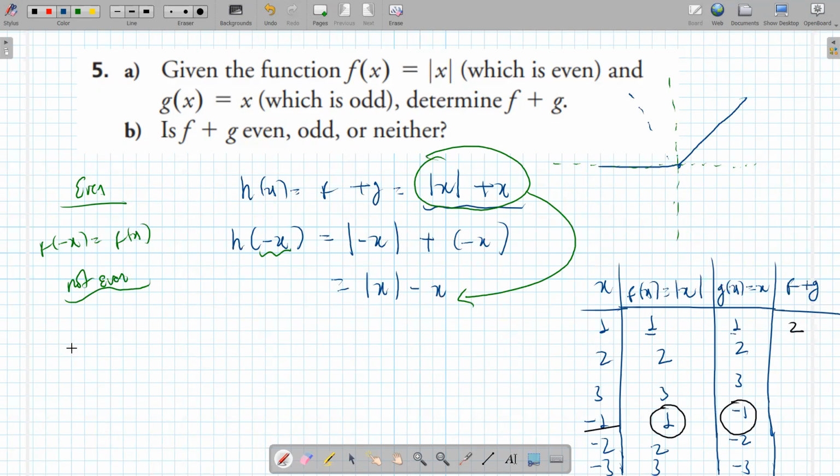For an odd function, the negative sign will come out. In other words, if you multiply this by negative 1, you will get this. Is that the case? No, it's not. So is it odd or even? It's neither. Correct. So there you go.